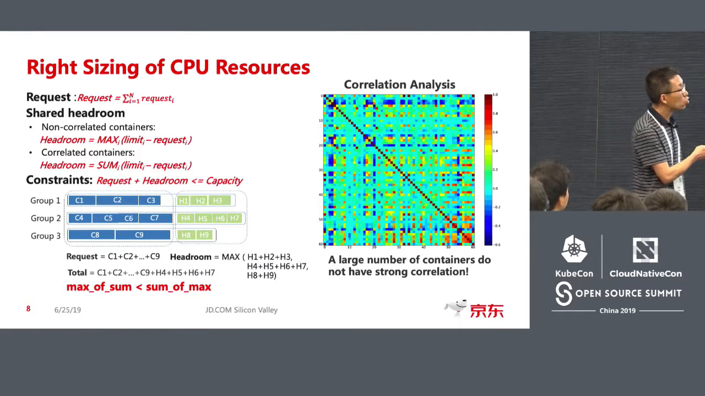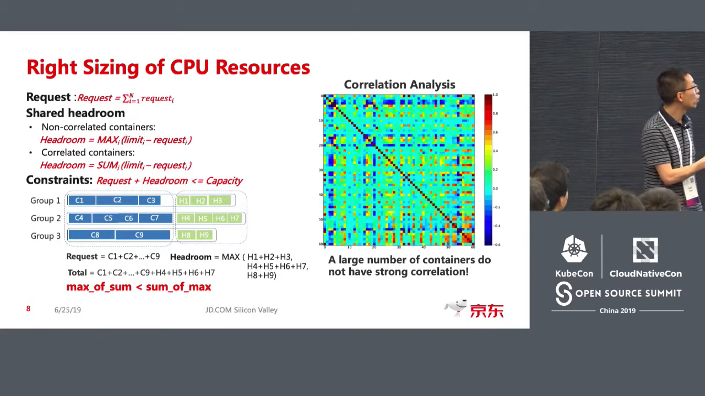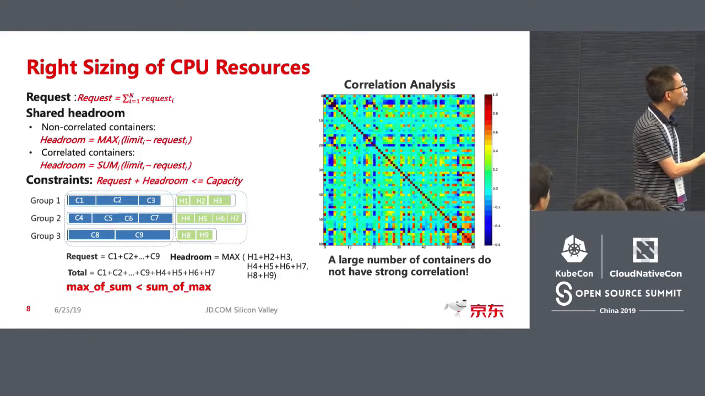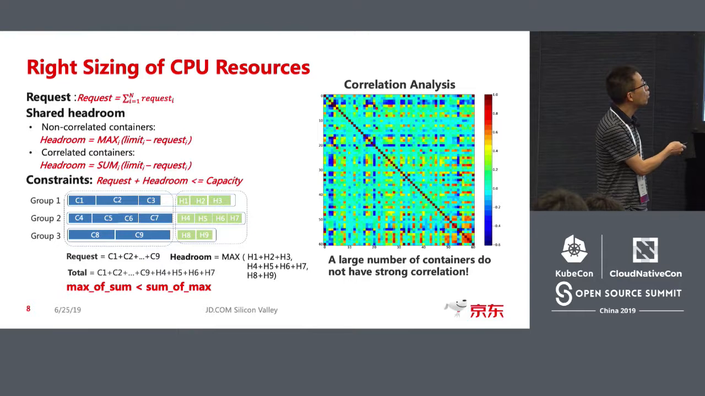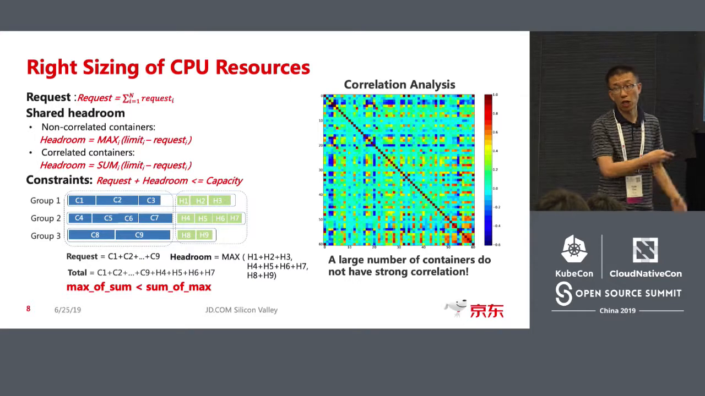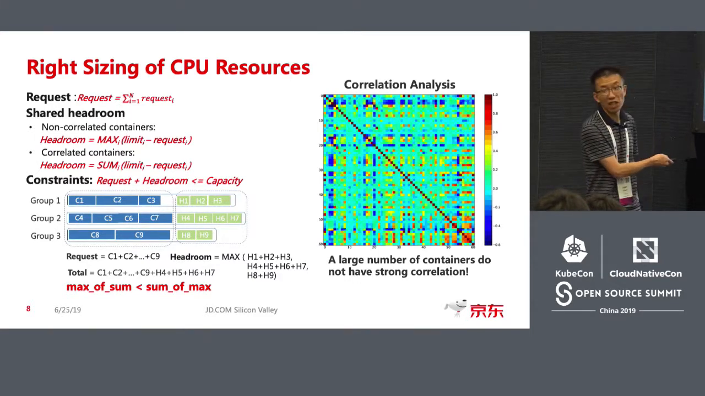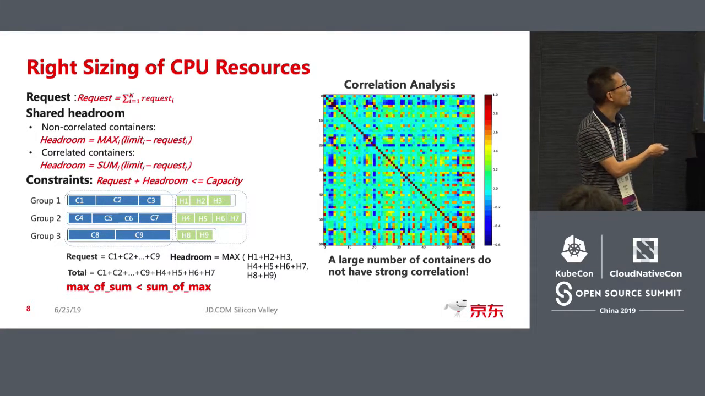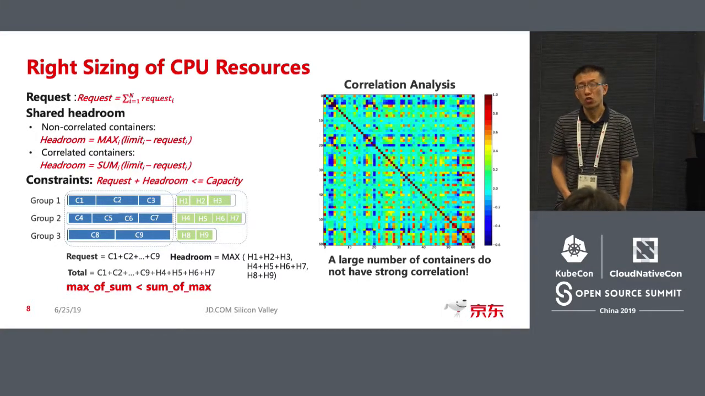Actually, we will see they will not achieve the peak value at the same time. But we can see the picture on the right side of the slide. This is a correlation analysis and it contains 60 containers. And from this picture, we can see the correlation. The darker the color, the stronger the correlation between the two, and then the diagonal.